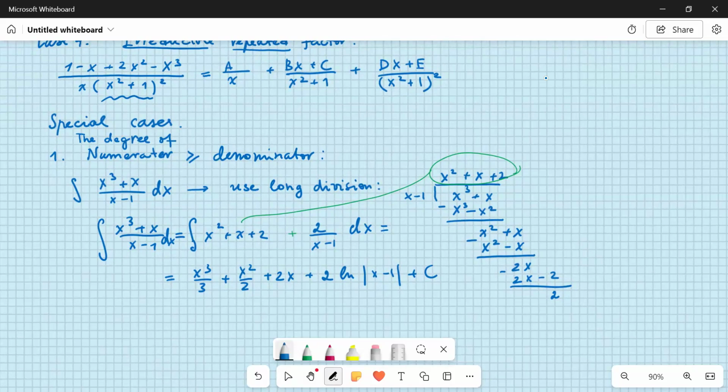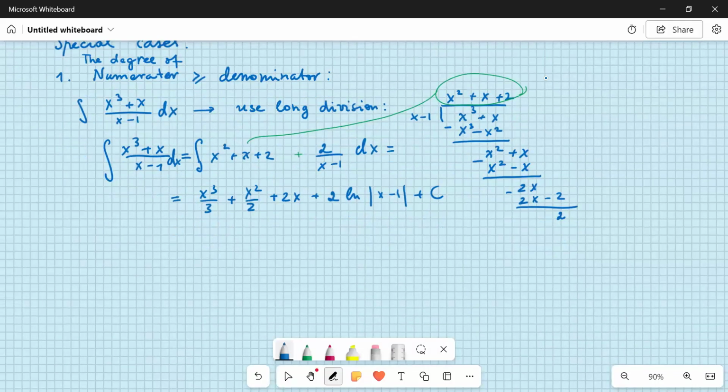But now, sometimes your fraction is not going to look like a rational fraction. And then we will need to turn it into a rational fraction. So special case 2, rationalizing substitution.